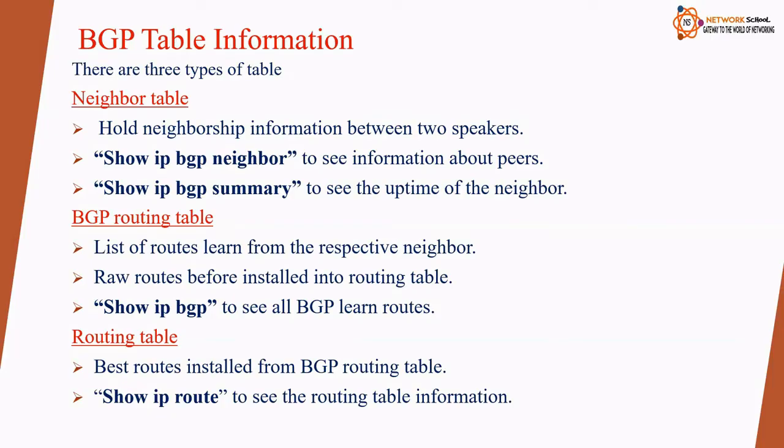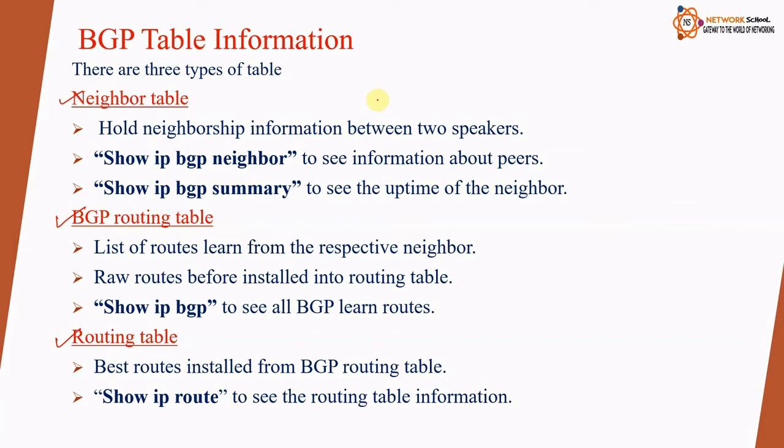BGP table information. In this slide I will be explaining that there are three different types of table we have in BGP. One is the neighbor table, one is the BGP routing table, and one is the routing table. So what is the neighbor table?